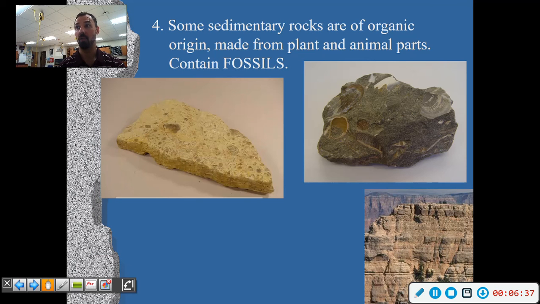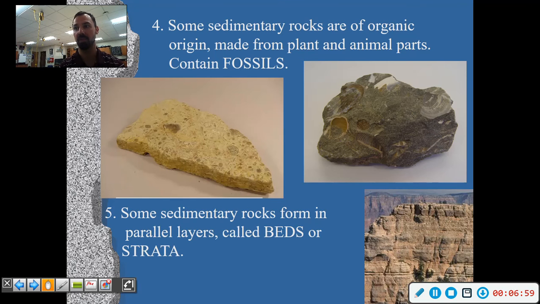Okay, some will also have organic origins, and they could be made of plant and animal parts or contain fossils. All right, so if you look really closely here, there's some shellfish embedded in this sandstone, it looks like. And then limestone also. You can see some other shellfish in this limestone.